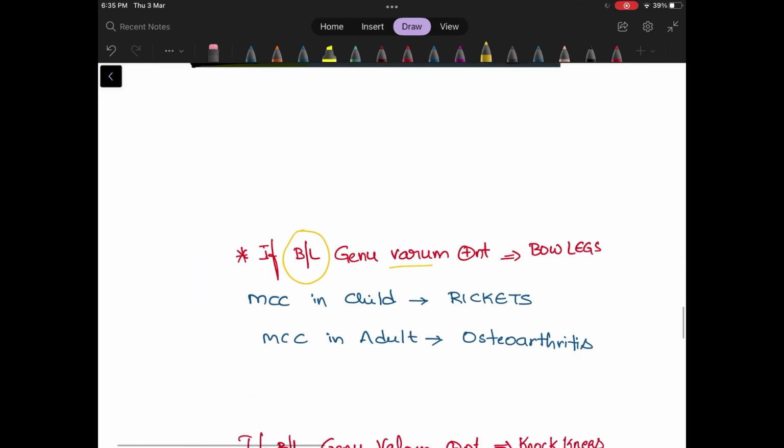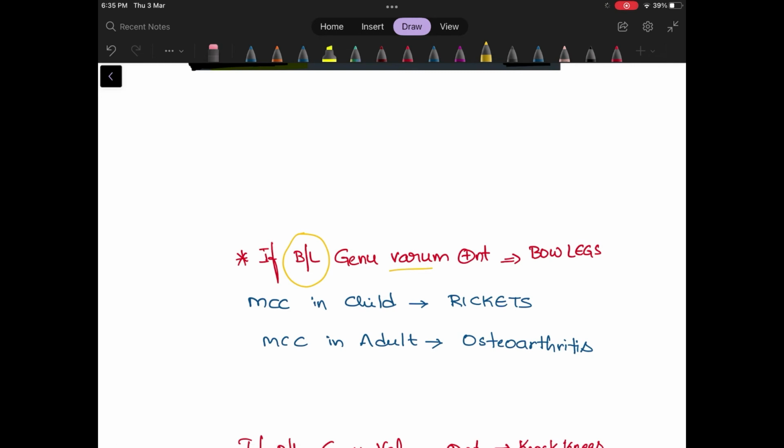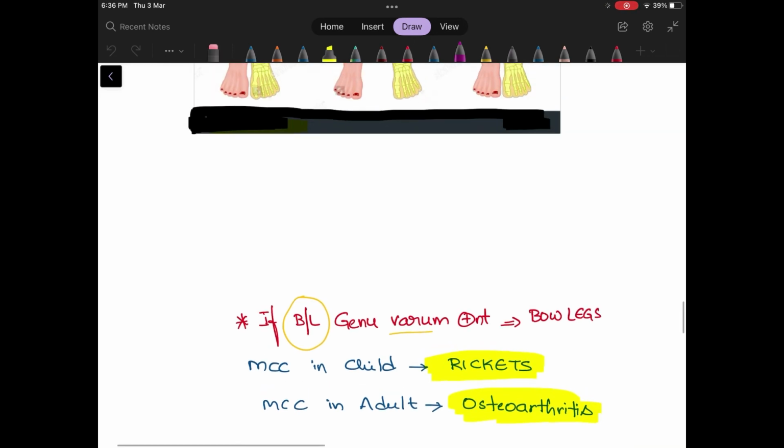We have to learn what the important conditions are, in a child as well as an adult, that lead to this condition. The most common condition in a child is rickets. If you see a small child with bow legs, then you have to assume the condition might be rickets. But the most common cause in adults is osteoarthritis. You can see this even in elderly people above 50 years, in whom osteoarthritis is common. You can see the position of the legs will be in varum position.